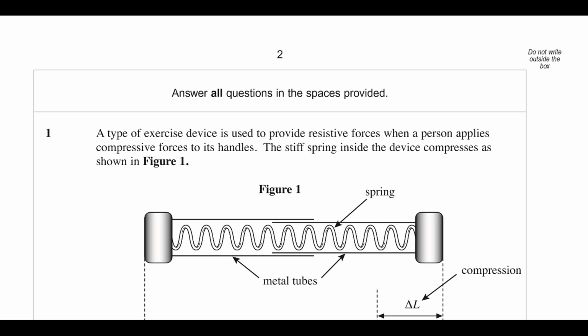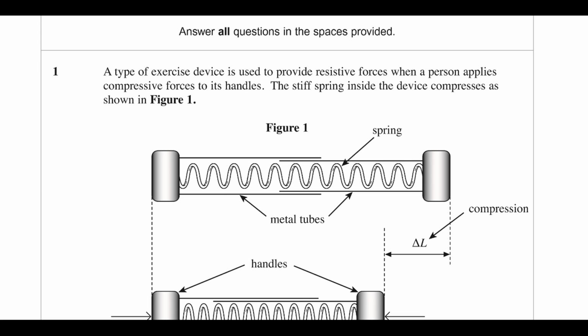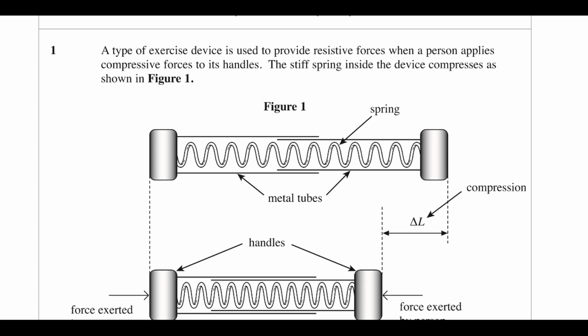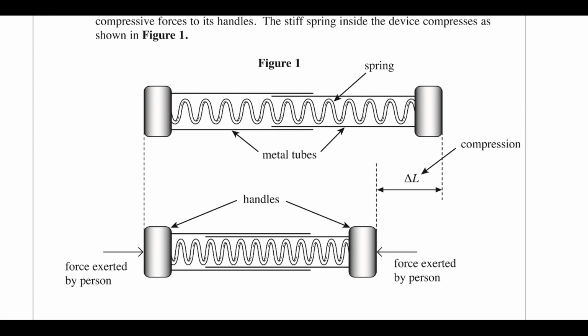Alright, so in this video I'm going to take a look at the January 2011 Unit 2 paper on mechanics, materials and waves. So we're looking at first at an exercise device to provide resistive forces. Exercise devices seem to come up quite a lot in these Unit 2 papers, but they've got some good stuff about springs and things, so I guess it makes sense.